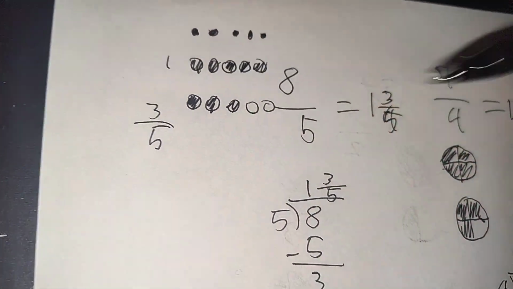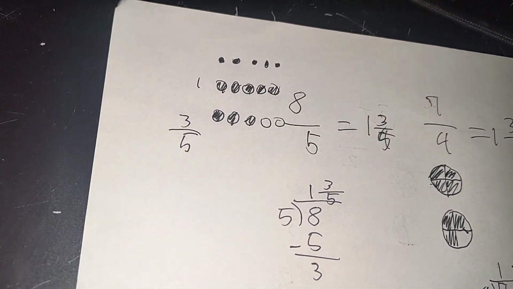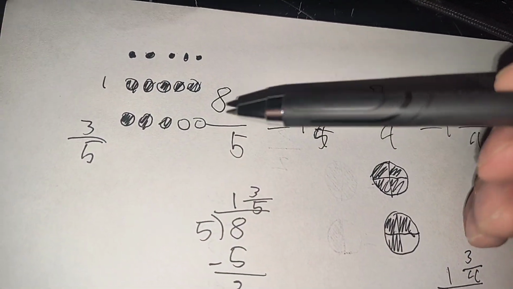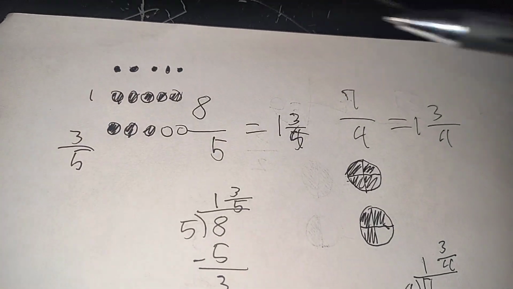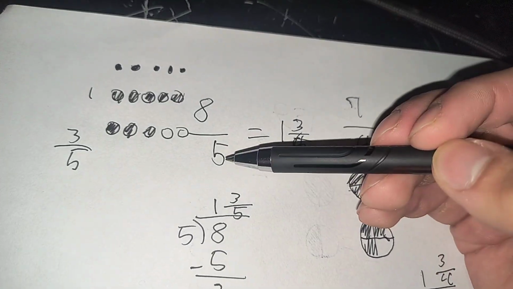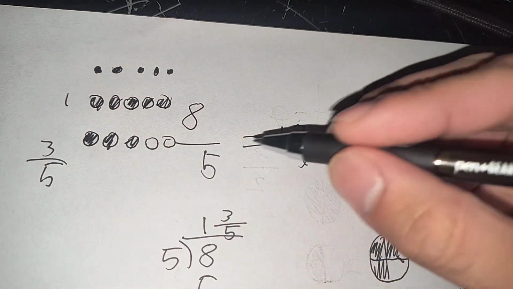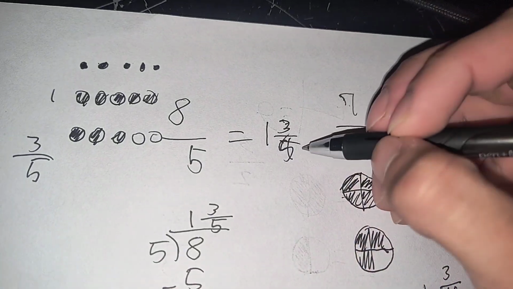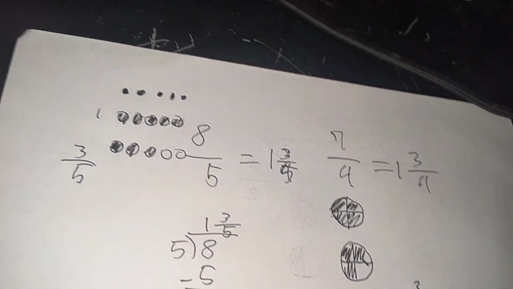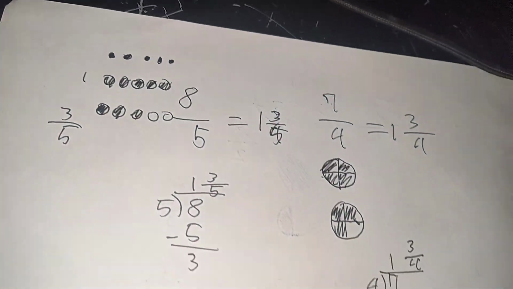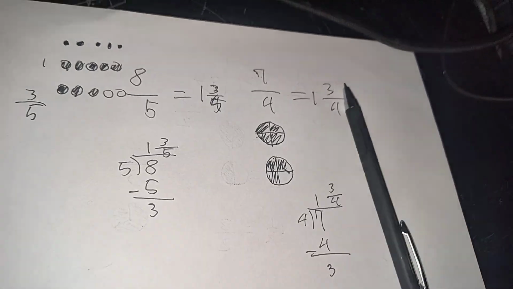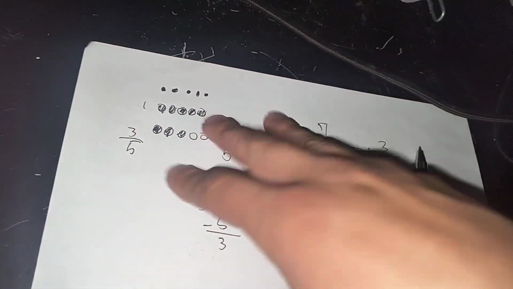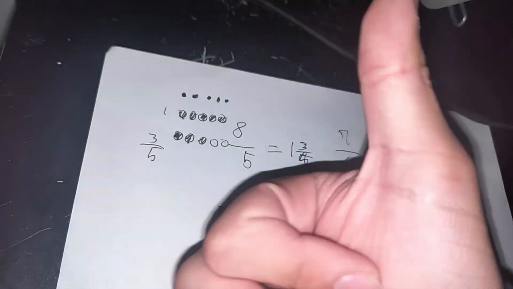So this is how you turn an improper fraction into a mixed number. You divide the numerator by the denominator, and then you put the remainder as the numerator, and then keep the denominator the same. That's how you turn an improper fraction into a mixed number. Hopefully that gave you a little bit of intuition. I will do some examples in another video. Good job, stay in school.